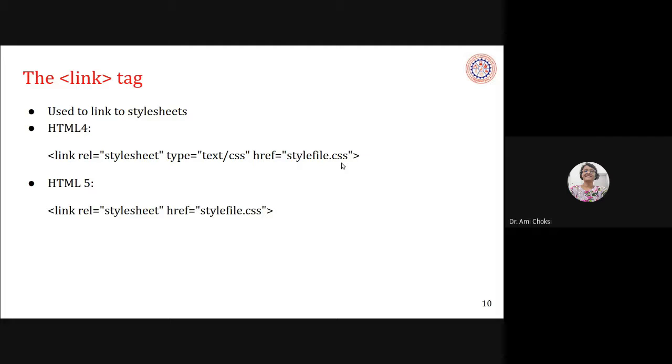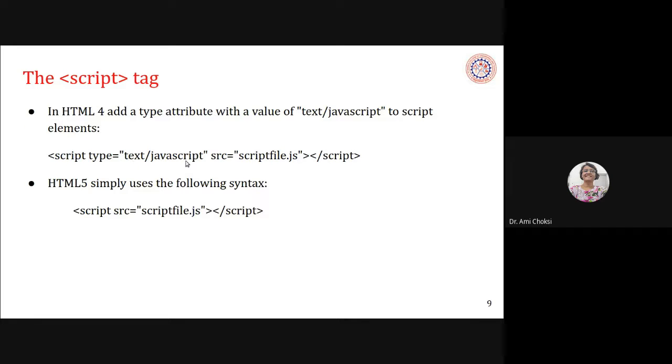But in HTML5, it simplifies our life. That is, link rel equal to stylesheet, href equal to stylefile.css. No need to write type equal to text slash css as it was there in HTML4. Same for what we have seen, that is for text slash javascript. We do not have to write that in HTML5, right?